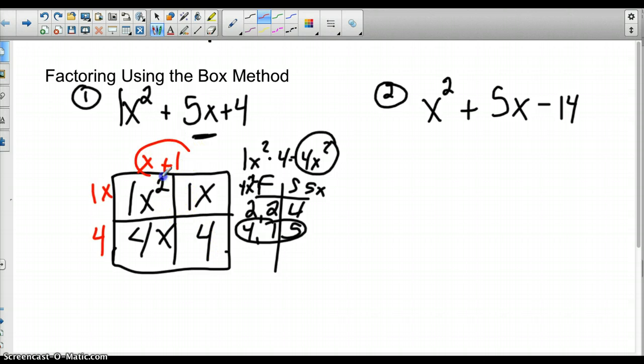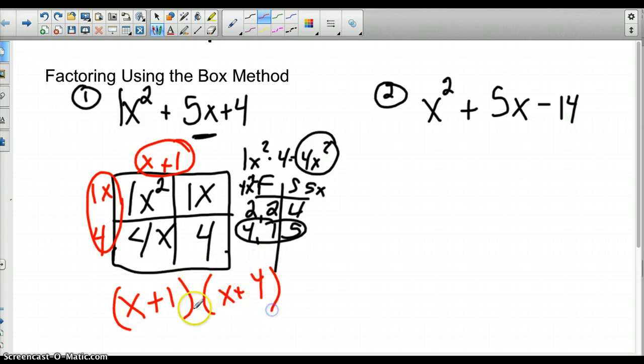So now take those two binomials you just found and we write them as our final answer, x plus 1 times x plus 4. And you can do your check, so you get your x squared with your first, your outers gives you 4x, your inners gives you 1x, and your last gives you 4. Which will give you your 1x squared plus 5x plus 4.